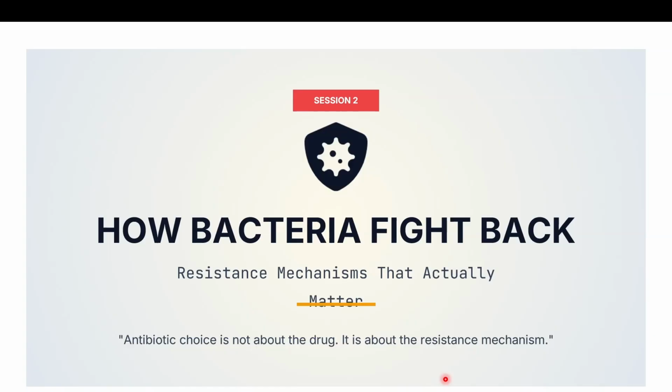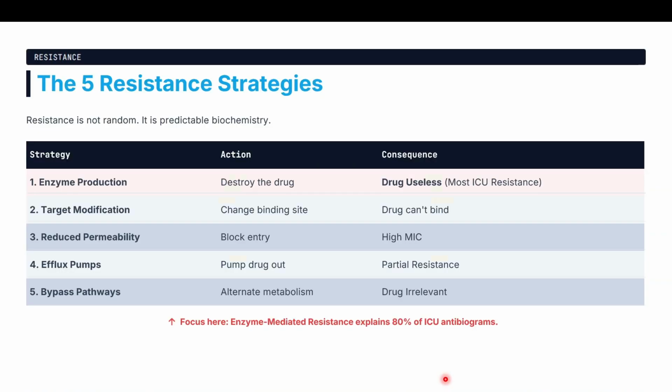So, how bacteria fight. This is a very important topic. We have learned the mechanisms of action of antibiotics. For every action, there will be an opposite reaction. From the bacteria, we get resistance mechanisms that actually matter. Antibiotic choice is not just about the drug. It is about the resistance mechanisms and how the bacteria fight back against the antibiotic given. As we discussed, there are five strategies, five different mechanisms by which antibiotics act. There are also five types of resistance mechanisms portrayed by the bacteria.